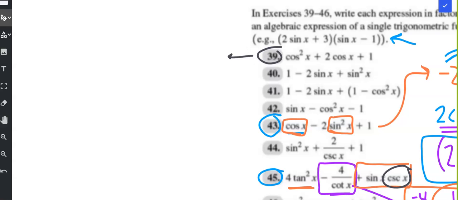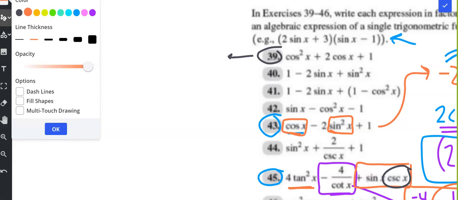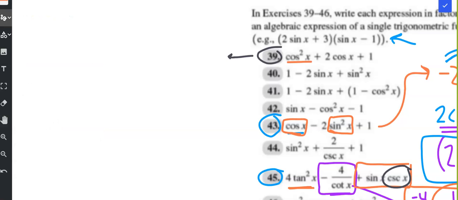This one is a lot easier than 43 and 45 because there's nothing weird going on here. We have a squared term, which is based on cosine. We have a linear term, which is based on cosine. Therefore, this is a very straightforward question. It's not like 43 and 45. They were kind of trying to trick me by making me do some replacements. But here, 39 is just really straightforward factoring.